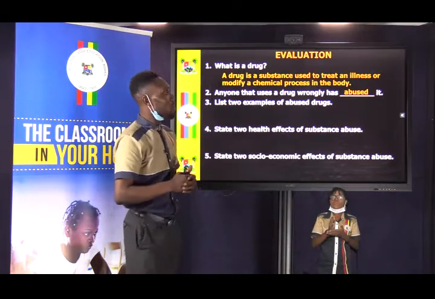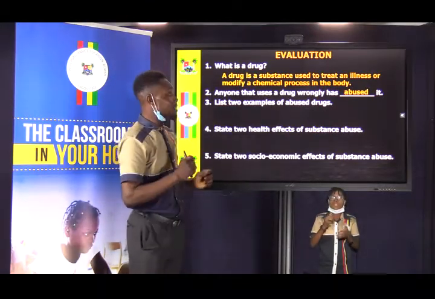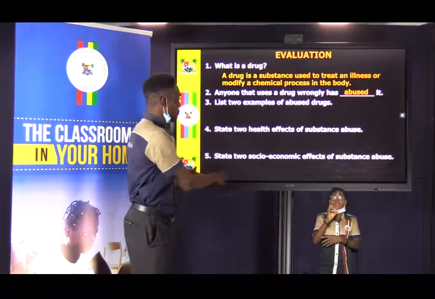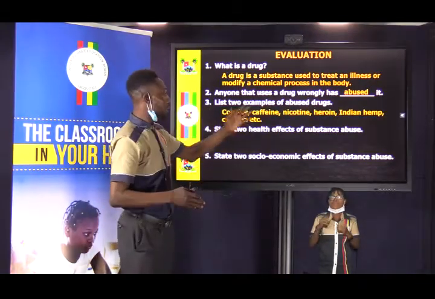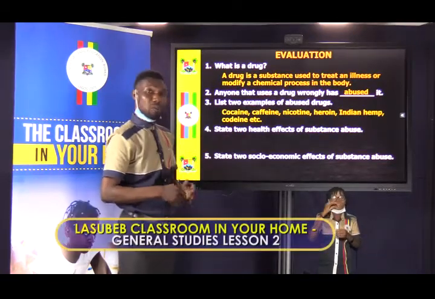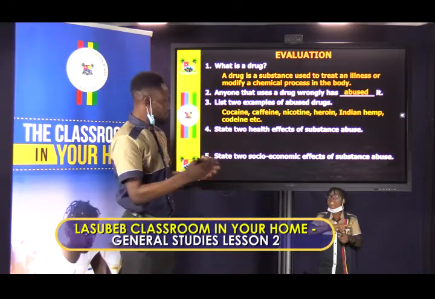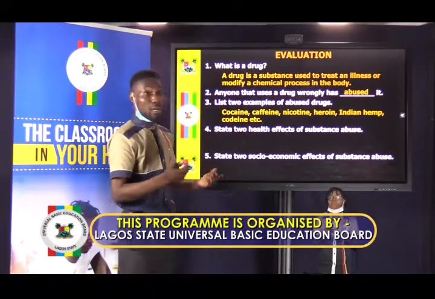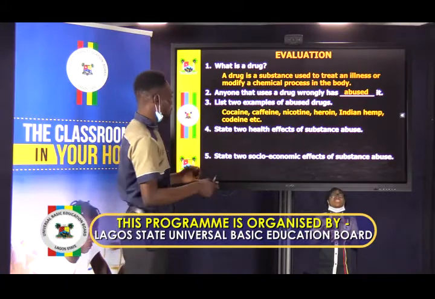Anyone that uses a drug wrongly has what? Has abused it. List two examples of abused drugs. There we talked about cocaine, caffeine, nicotine, heroin, Indian hemp, codeine. And we still have some examples. The common drugs that they are using wrongly now, tramadol, Refnol, and so on.